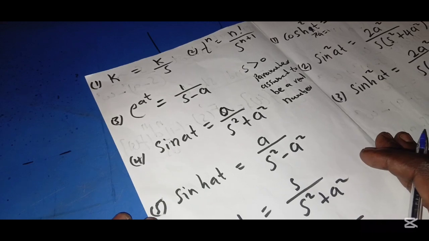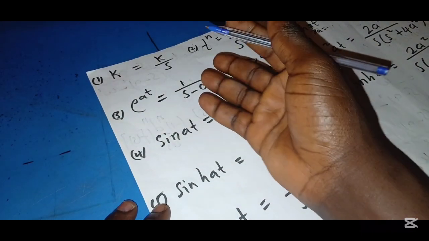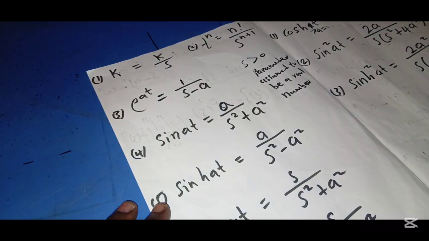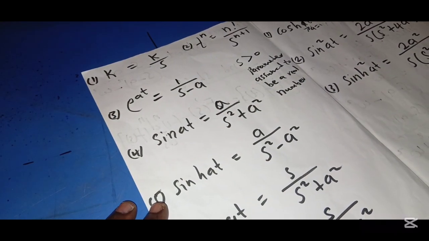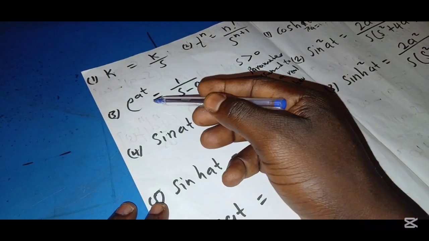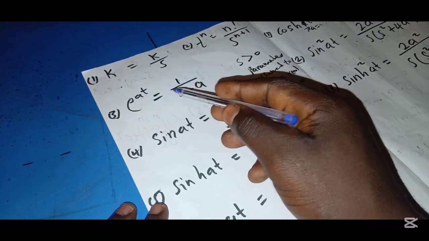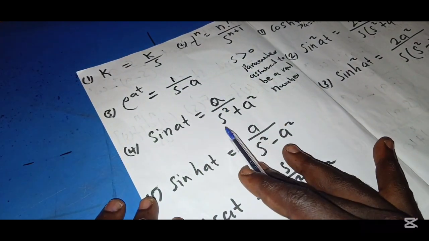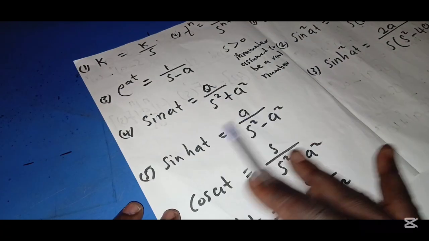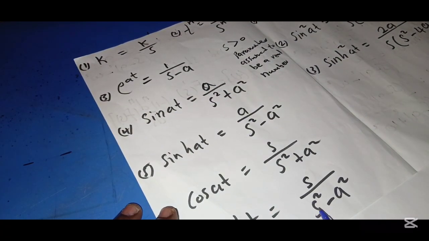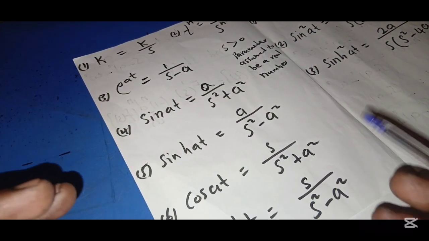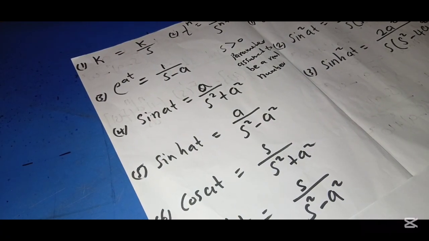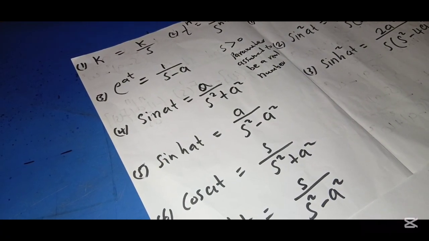Before we continue, I would like to tell you the connection between the elementary Laplace transform, the standard Laplace transform formulas, and the shifting ones. For the elementary one, e to the power at equals 1 over s minus a, sine at equals a over s squared minus a squared. The same applies to the rest, right? But for the first shift theorem, wherever we see s, we replace it by s minus a.